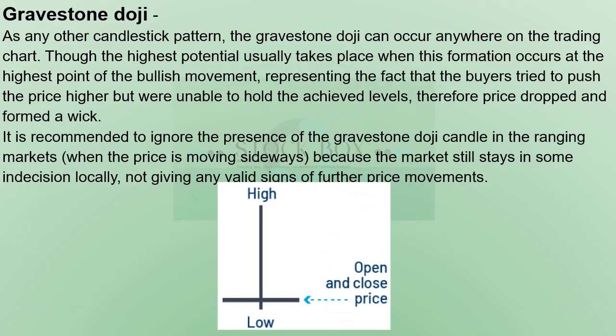The second type of doji is a gravestone doji. As with any other candlestick pattern, the gravestone doji can occur anywhere on the trading chart. Though the highest potential usually takes place when this formation occurs at the highest point of the bullish momentum, representing the fact that the buyers tried to push the price higher but were unable to hold the achieved levels. Therefore, the prices dropped and formed a wick.